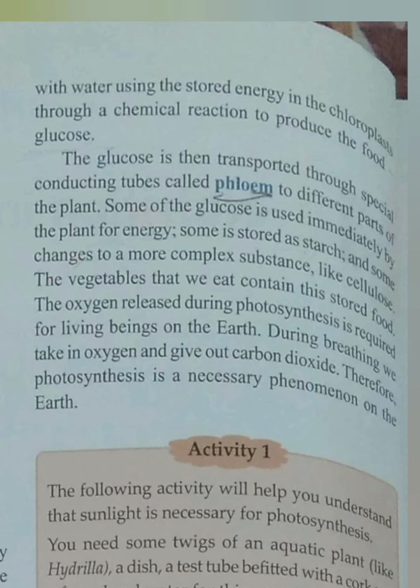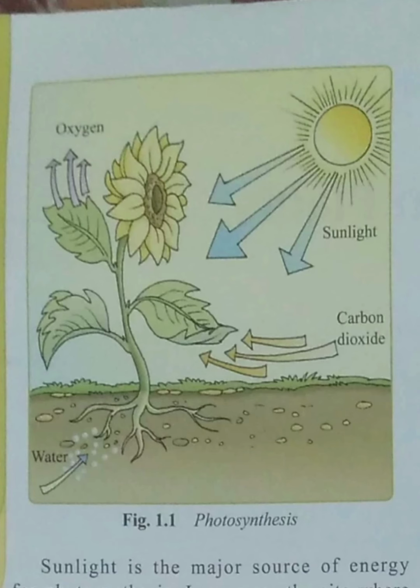During breathing, we take in oxygen and give out carbon dioxide. Therefore, photosynthesis is a necessary phenomenon on the earth. This is a diagram of photosynthesis. You can see a flower and the leaf, and the oxygen is going up from the leaf, and the flower is taking sunlight from the sun, taking carbon dioxide from the air and water from the soil.